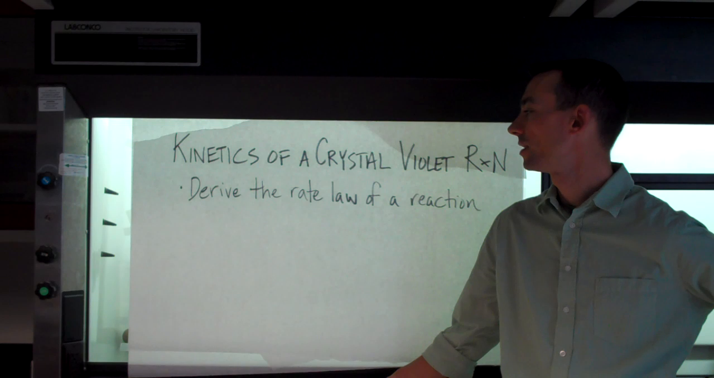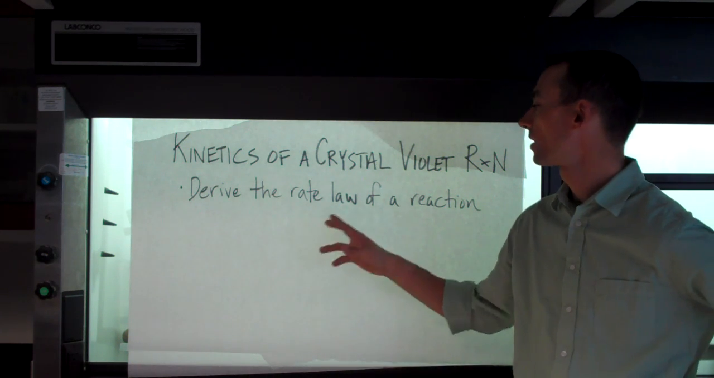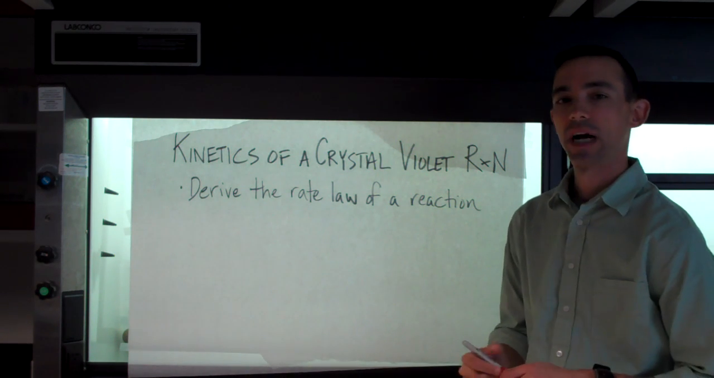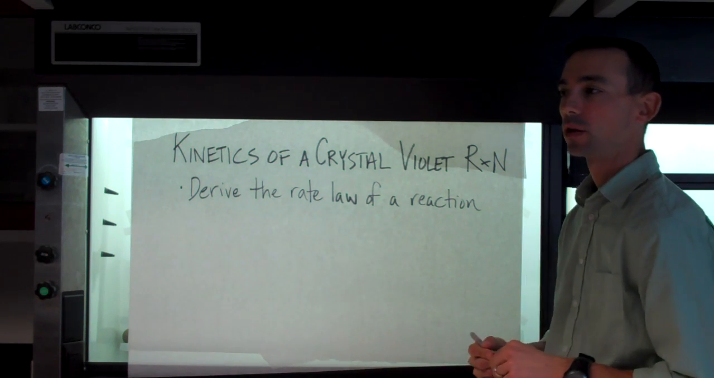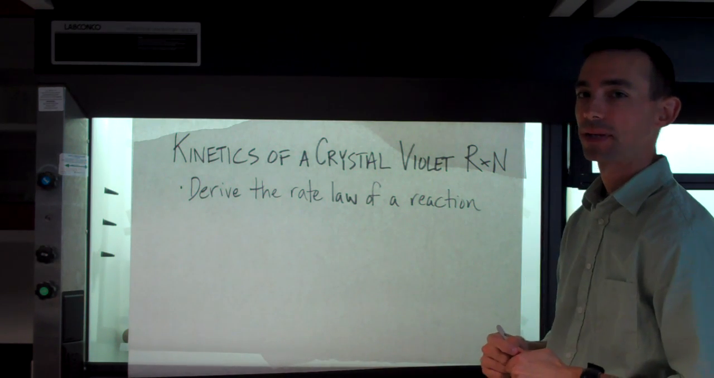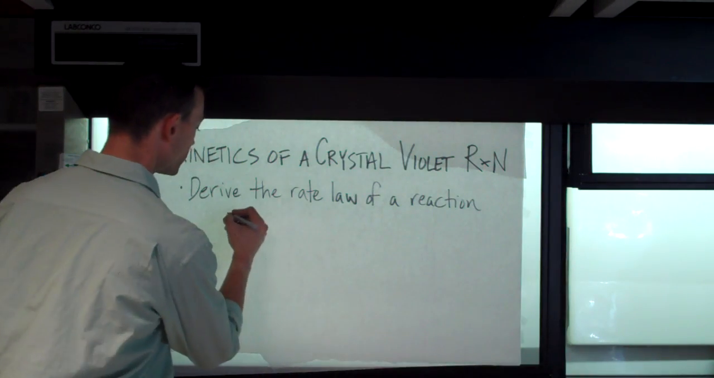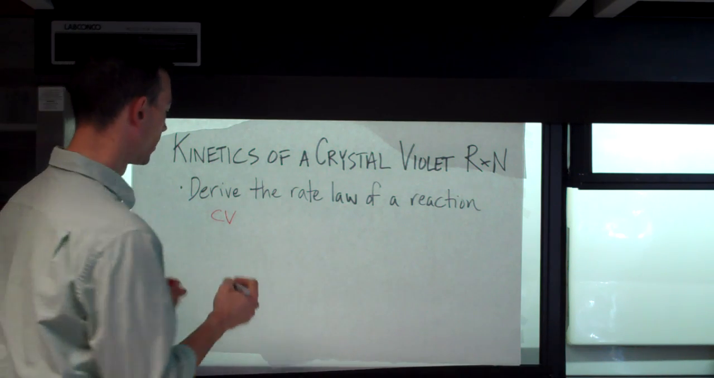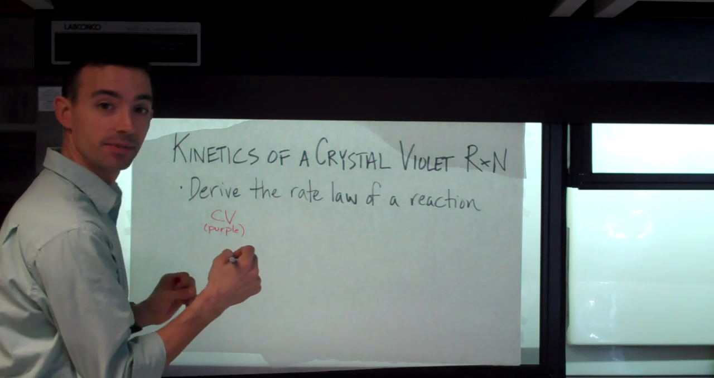In today's video we're going to walk through some of the important steps in the procedure that we're going to use to derive the rate law of a reaction. Rate laws are part of the terminology of kinetics, and every reaction has a law, an equation that describes how rapidly it's occurring. In today's reaction, we're going to see crystal violet, which I'm just going to approximate as CV. It's a dye compound with a deep purple color. That'll be key to our work in the lab today.